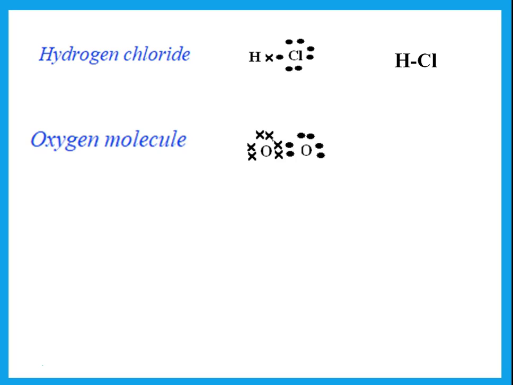So each of them is going to donate 2 and take 2. Donate 2 and take 2. And that means that I have 2 pairs of electrons being shared between the atoms. This is called a double covalent bond.